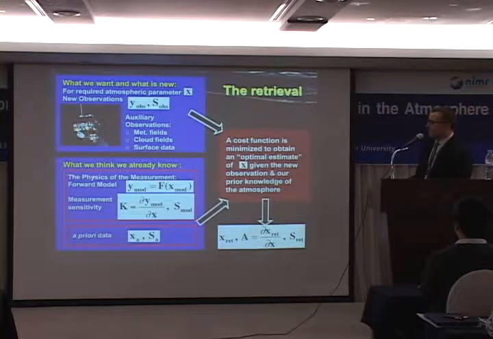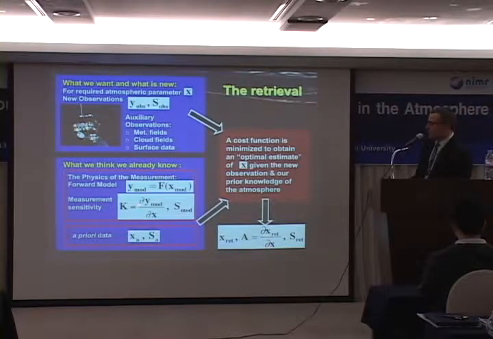So we think we understand how the atmosphere works, and we have a forward model, which basically tells us what we think that this satellite would measure in terms of a modeled radiance here, given all the processes that I talked about before, the scattering, the absorption, the emission of the atmosphere, which is embodied in our forward model here, if we had a particular state of the atmosphere x here. And we also have the measurement sensitivity.